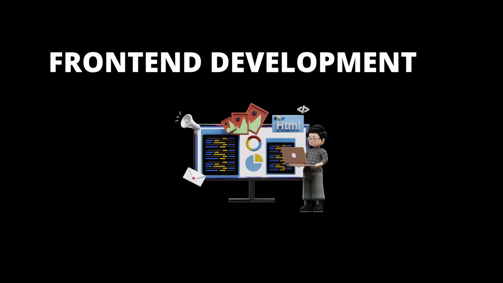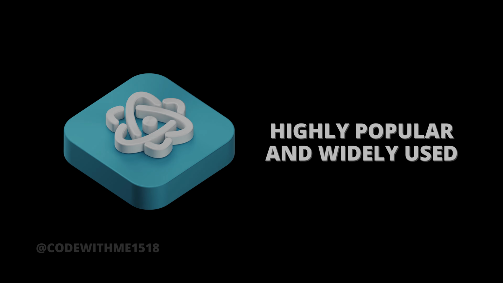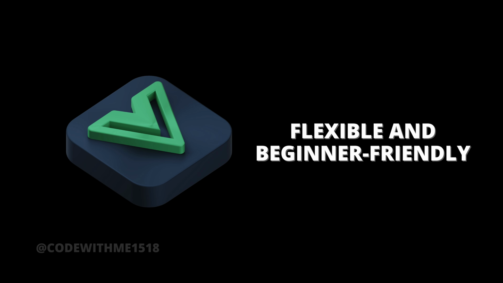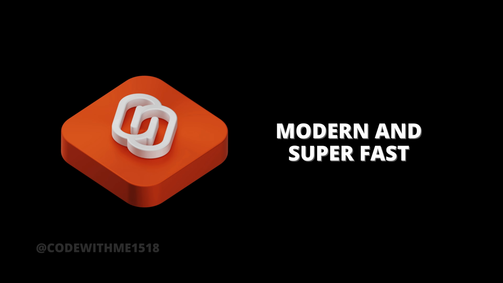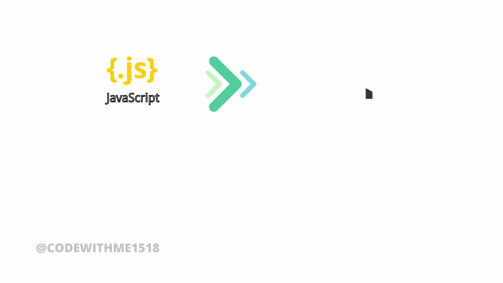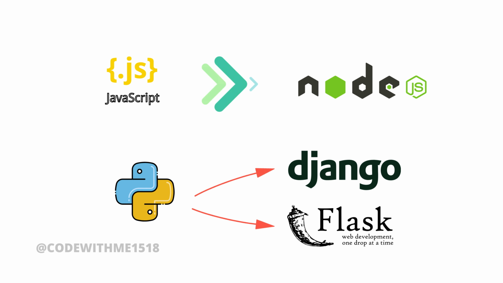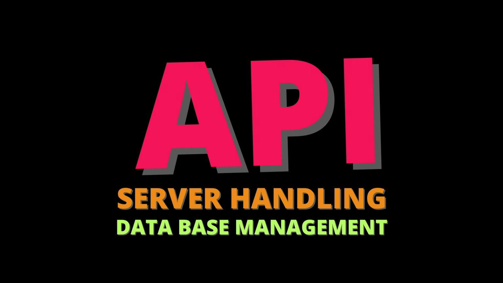Step 3. Front-end development. JavaScript frameworks and libraries. React.js, most popular. Vue.js, flexible and beginner-friendly. Svelte, modern and super fast. Step 4. Backend development. Choose a backend language. Node.js, JavaScript, Python, Django, Flask, PHP, Laravel, Java, Spring Boot. Learn about APIs, server handling, and database management.